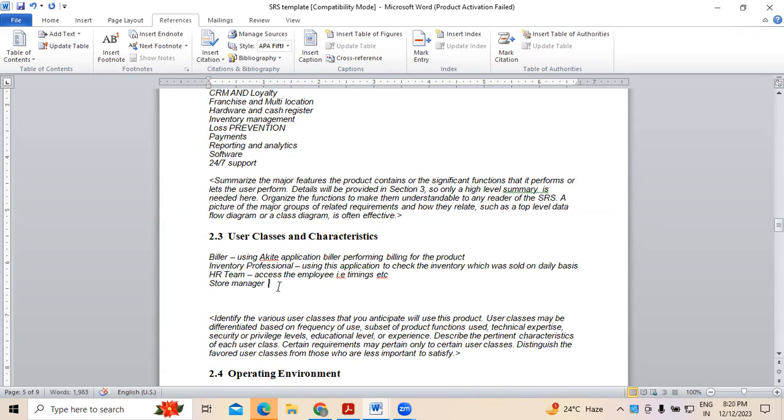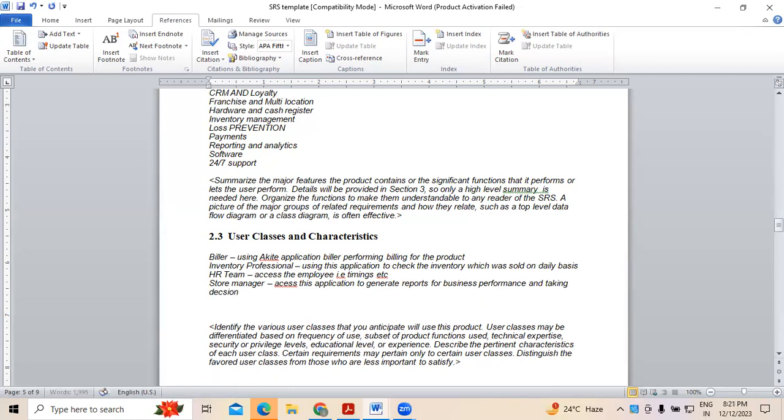Next, store manager wants to access this application to generate reports for business performance and taking decisions.